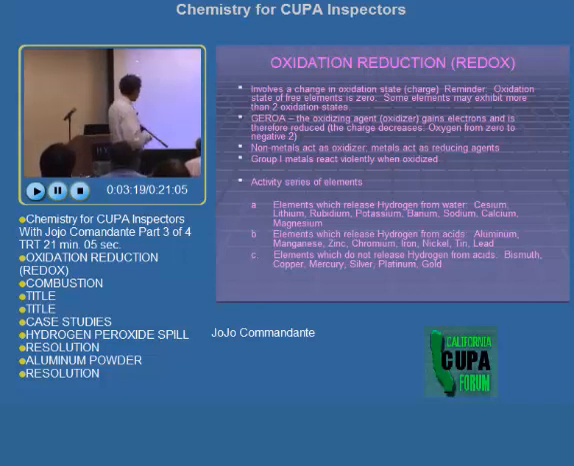Elements which release hydrogen from acids: aluminum, manganese, zinc, chromium, iron, nickel, tin, lead. You don't have to memorize any of this, but just be familiar that some of these metals can release hydrogen, especially from water. At least you need to know sodium, calcium, lithium, magnesium. Those are common materials that you encounter as CUPA inspectors. Elements which do not release hydrogen from acids are not very reactive, not very electronegative: bismuth, copper, mercury, silver, platinum, gold.